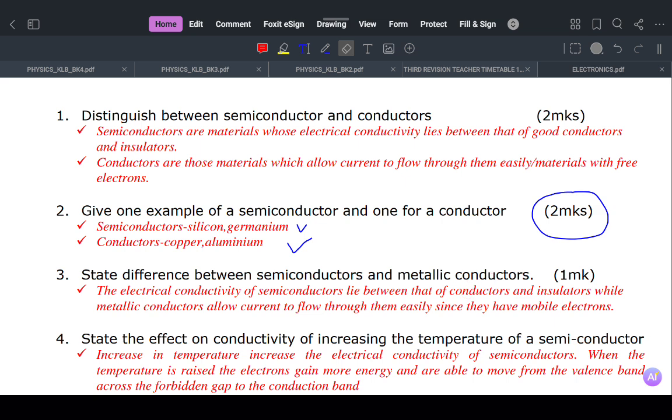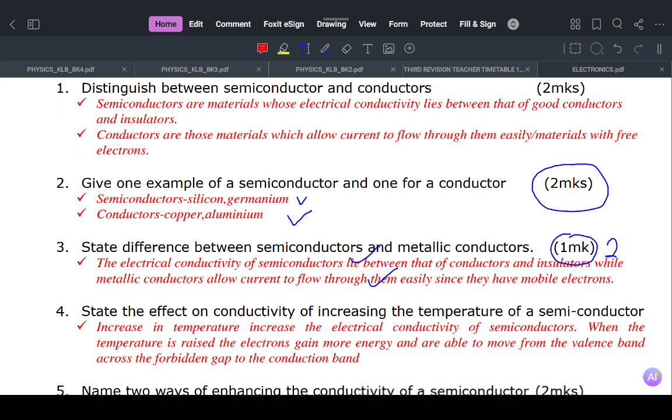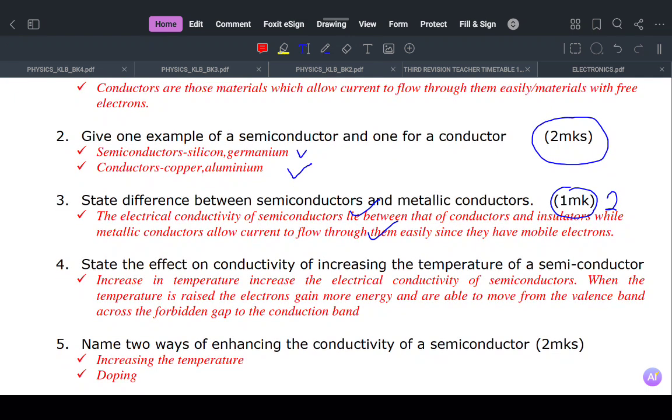So for giving these 2 points, you already have 2 marks there. Although this one is allocated 1 mark, it should have been 2 marks. All right. Let's move on to question number 4.